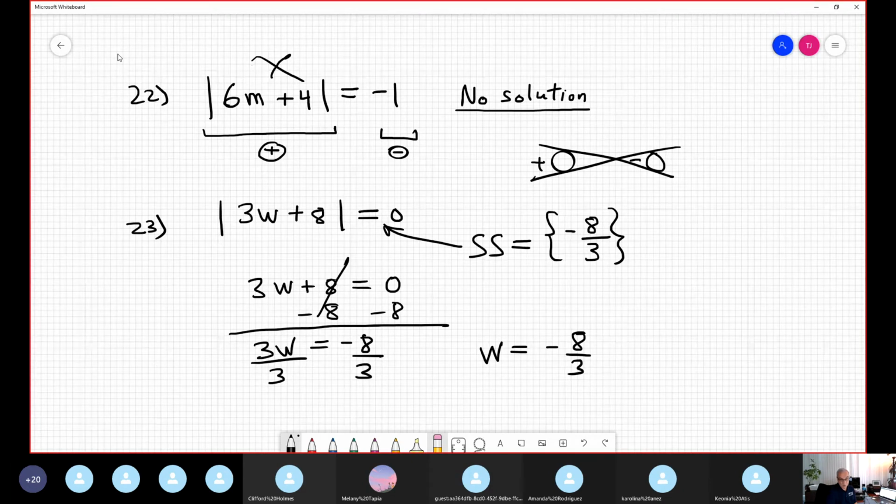Guys, I warn you. Okay. If it is 0, you can remove the absolute value. If it is not 0 and is a positive number, you have two pieces. And if it is negative in the right hand side, nothing. No piece. Okay? Let's do 24 and 25. And that's it for today.